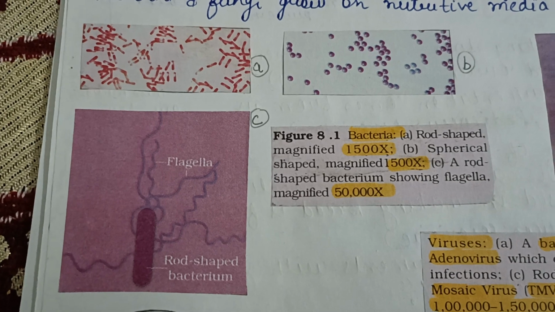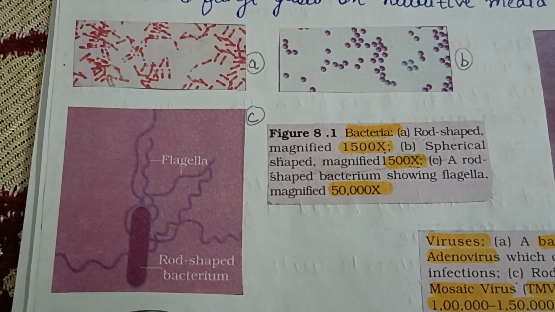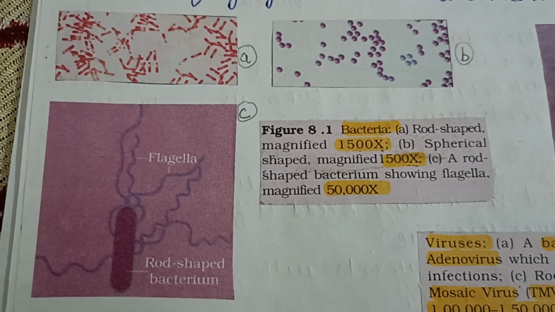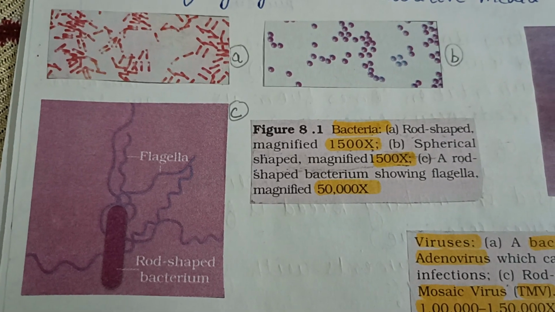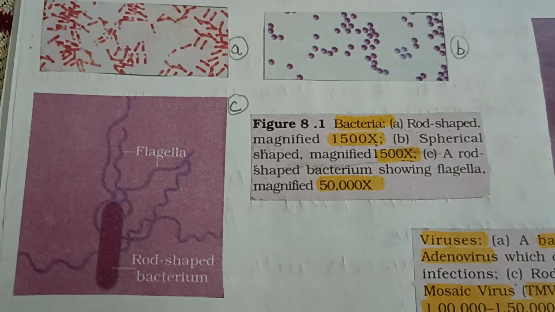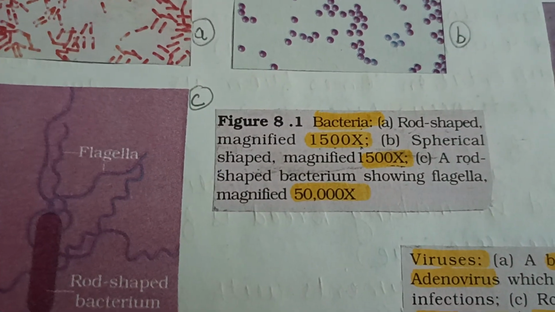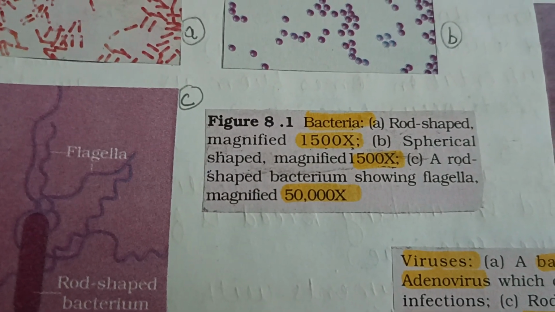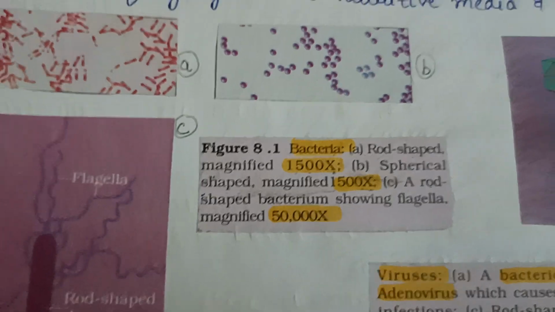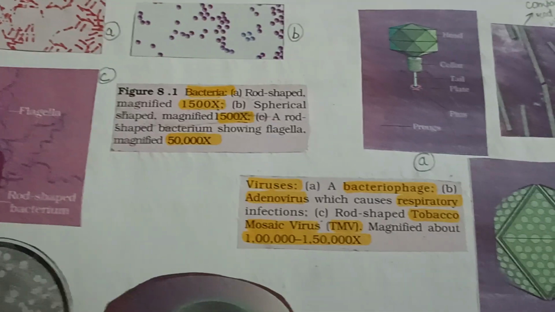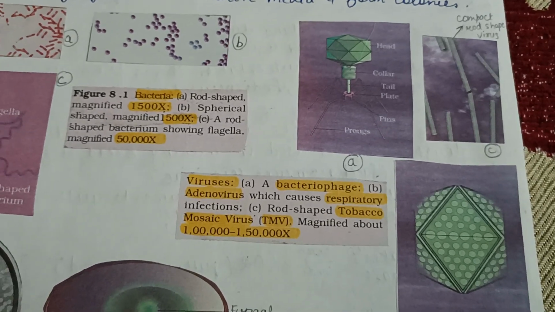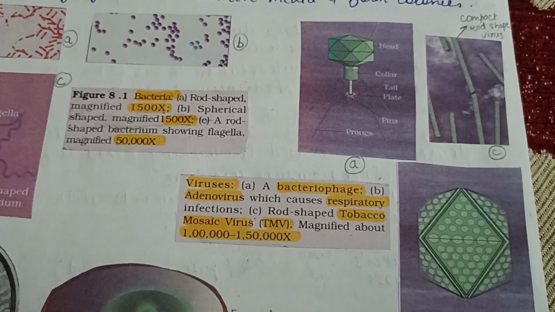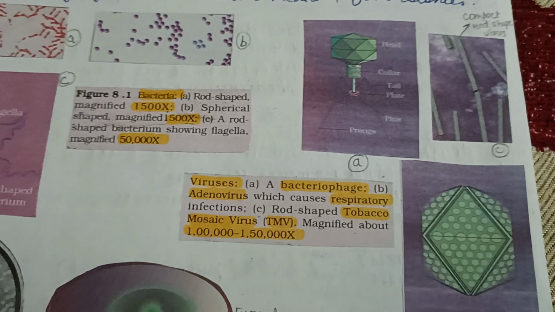It is a rod shaped bacterium showing flagella. Flagella is something like a tail. Okay, magnified 50,000x. Okay, so if we move to the next pictures, then these are three pictures of viruses.